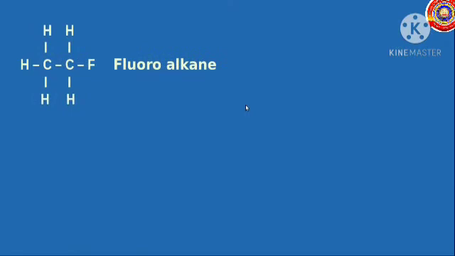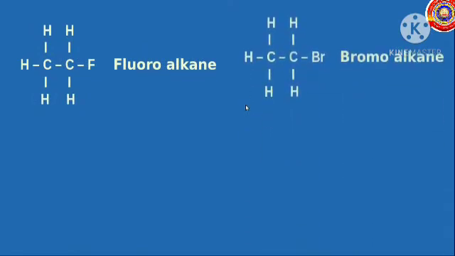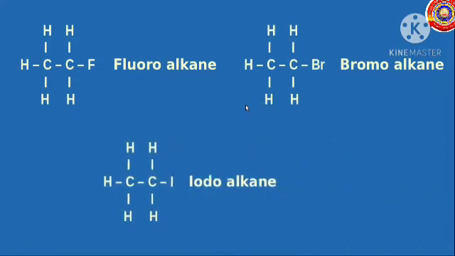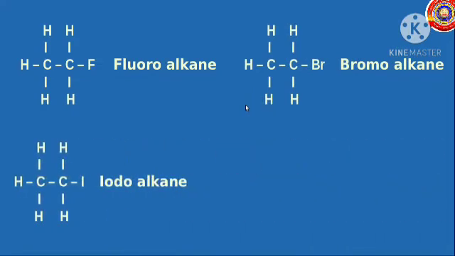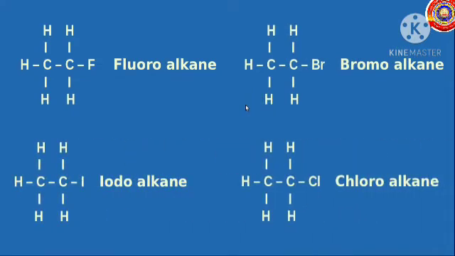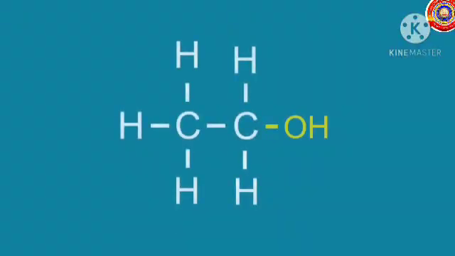Got it? And if fluorine comes instead of hydrogen, then it is fluoroalkane. And if bromine, it is bromoalkane, and iodine makes it iodoalkane. See, the chemical and physical properties of all these compounds will be quite different from those of ethane. Understood? Let's see the structure of another compound.